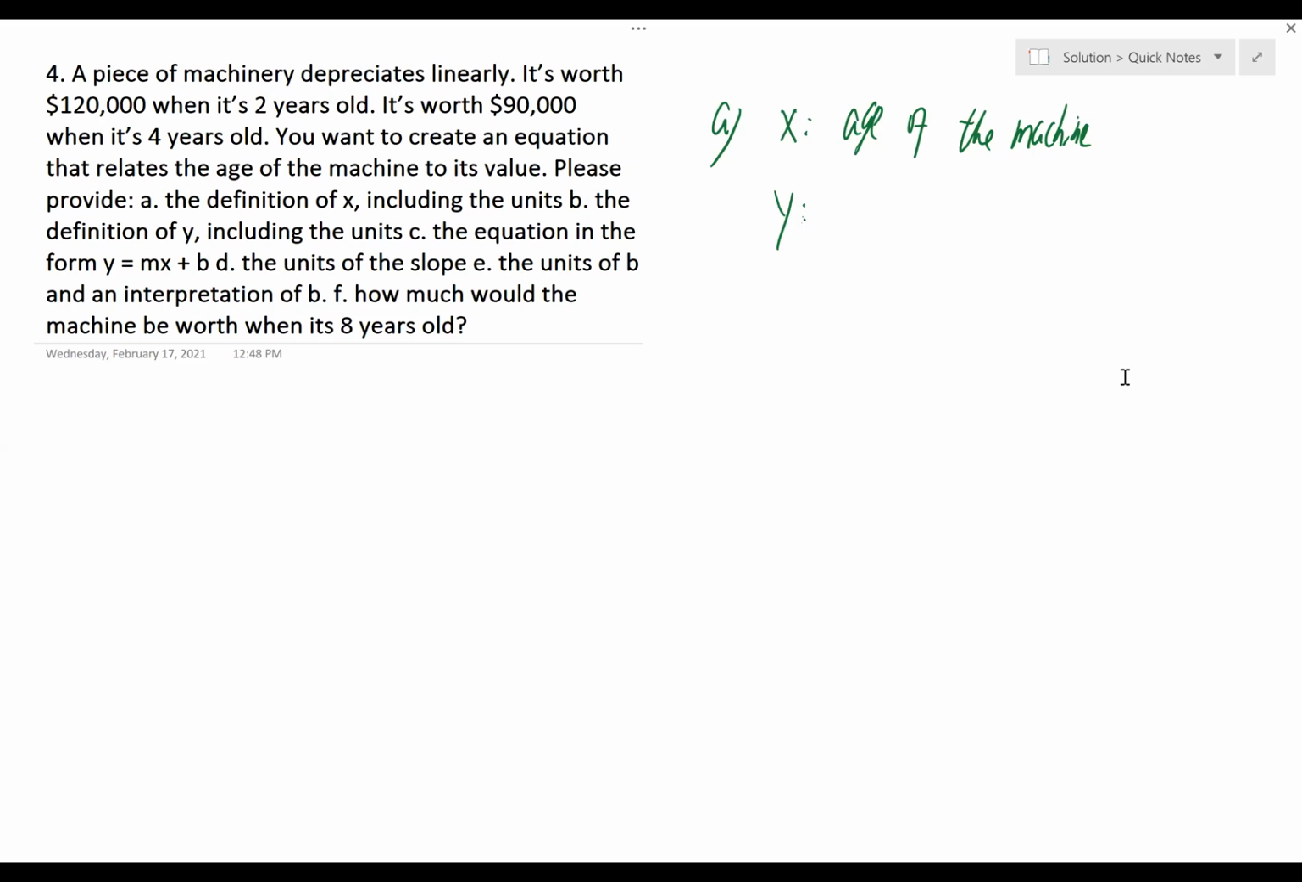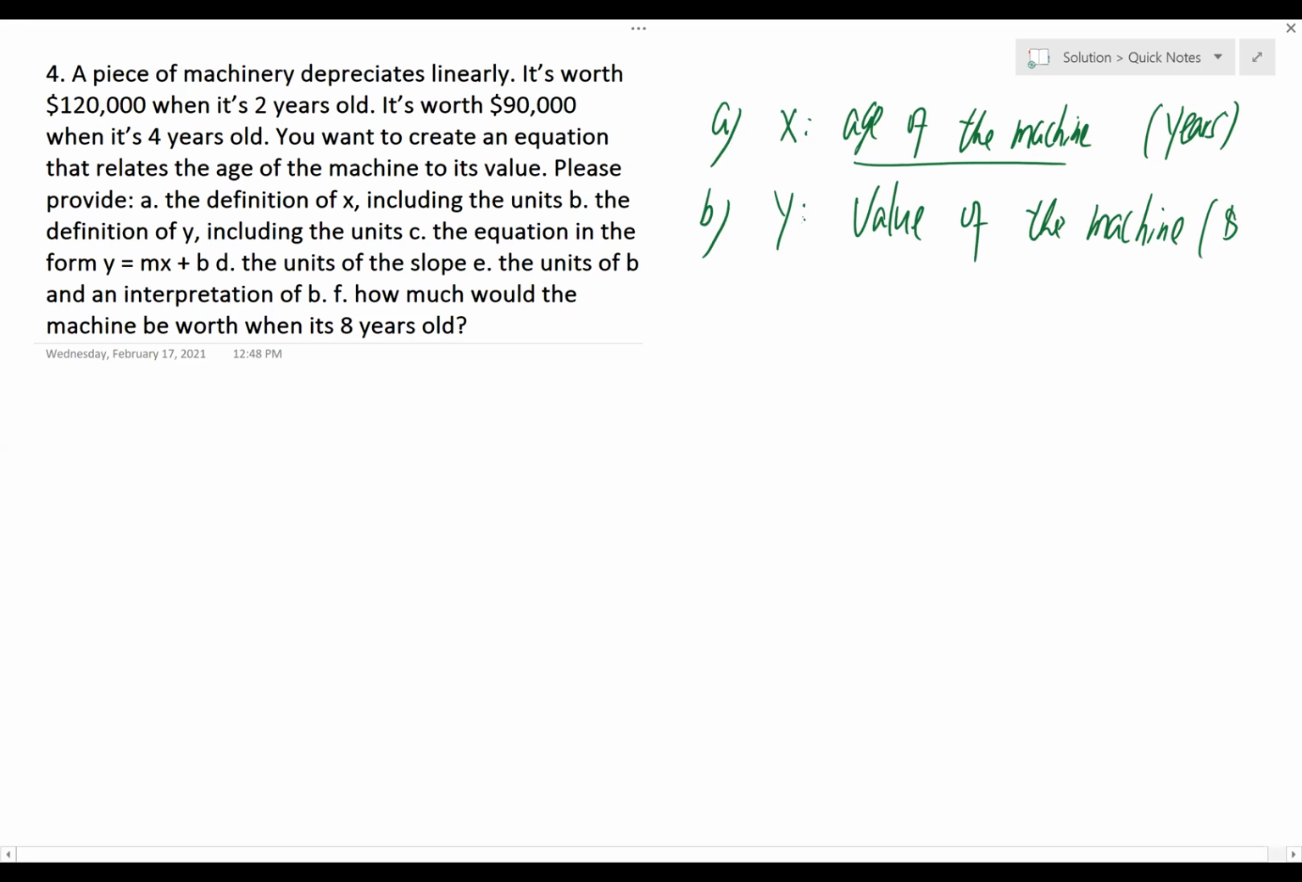Yeah. Very good. A couple of things. The two variables here: the first variable is the age of the machine, which we define as the x variable, and the second variable is the y variable, the value of the machine in dollar amount. So we define both. The second thing is the unit. The unit for the age of the machine will be years, and the unit for the value will be dollars.